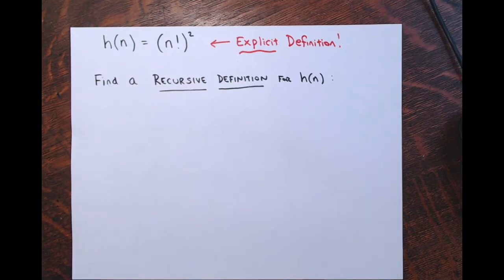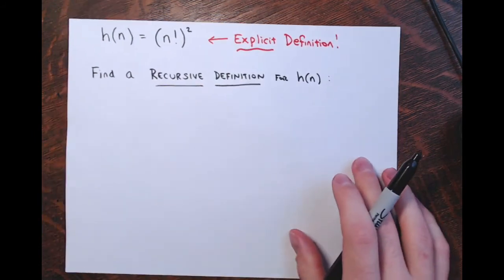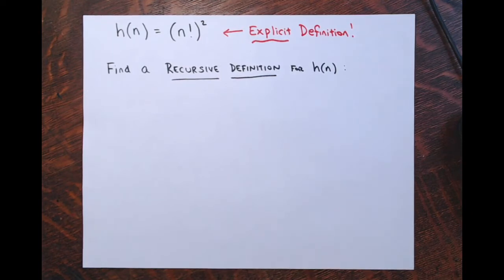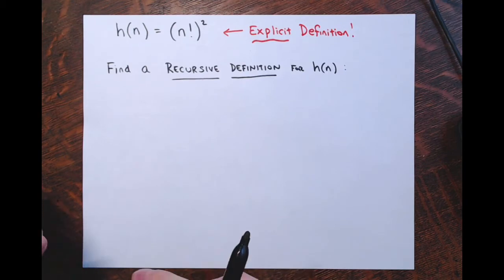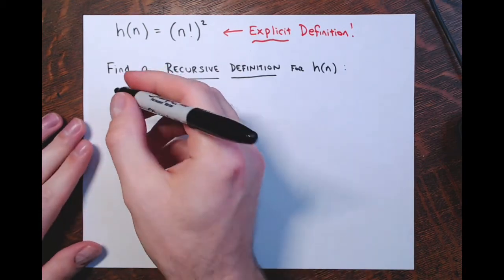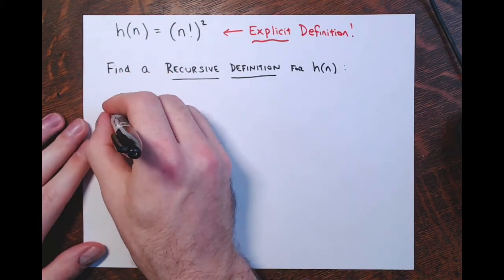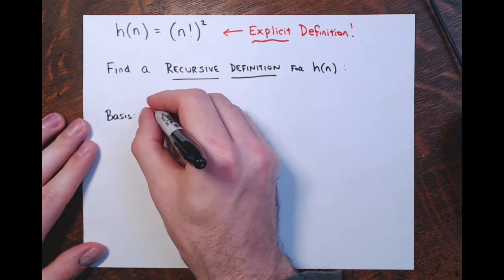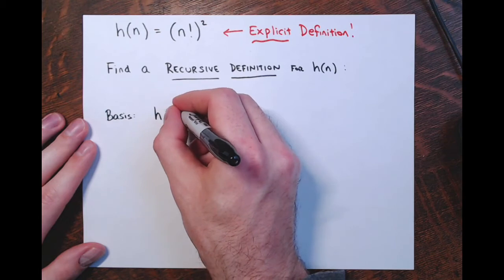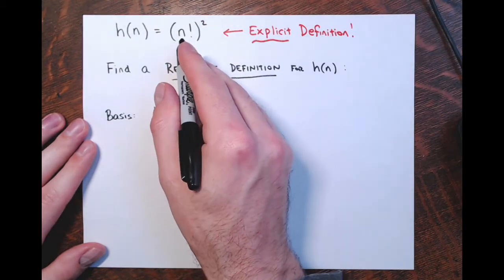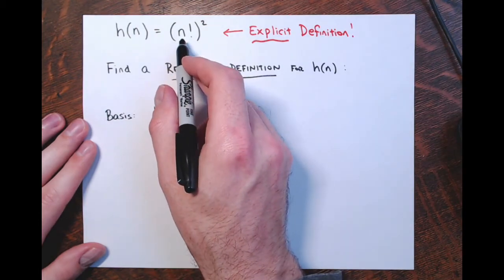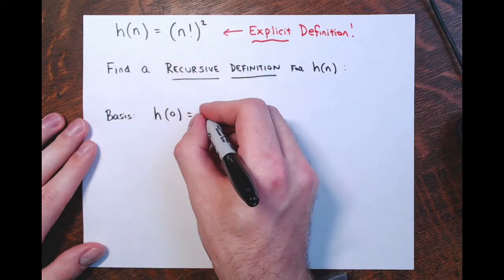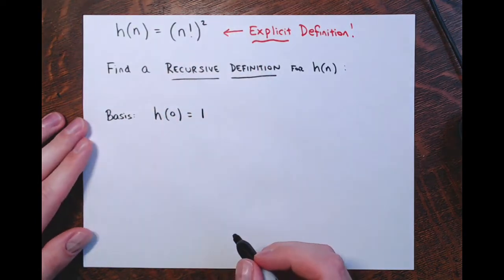What we're asked to do is take this explicit definition and rewrite it as a recursive definition. Find a recursive definition for this. Now, again, you're going to have a basis or a base case, right? And I'll start off at 0, right? H of 0 would be 0 factorial. Now we already saw 0 factorial is 1, and 1 squared is 1. Okay, so h of 0 is 1.